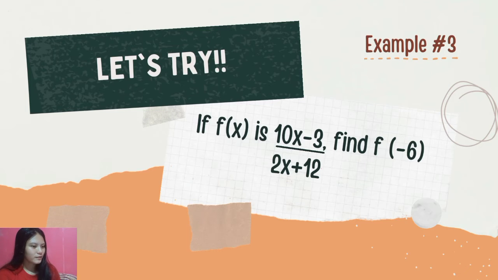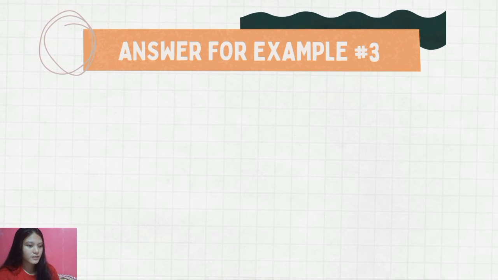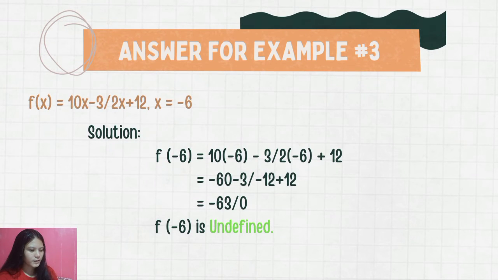As another example, if f of x is 10x minus 3 over 2x plus 12, find f of negative 6. So f of negative 6 is equal to 10 times negative 6 minus 3 over 2 times negative 6 plus 12. So 10 times negative 6 is negative 60 minus 3 over 2 times negative 6 is equal to negative 12 plus 12.